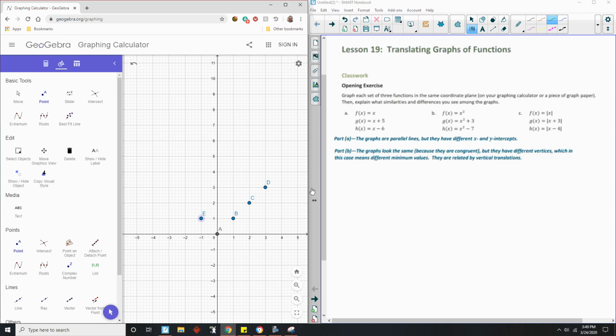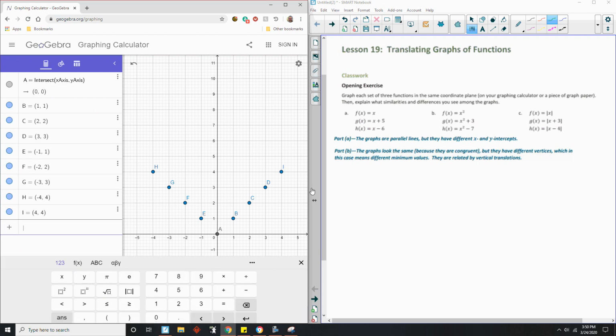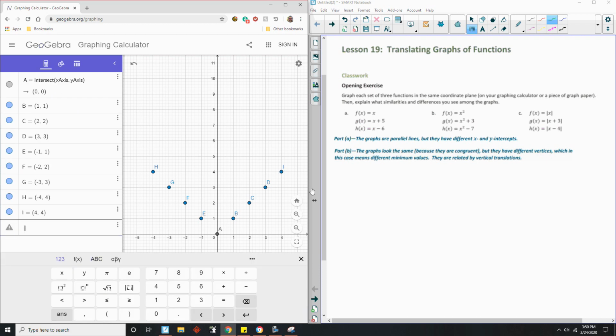How far is negative 1 from 0? It's 1. How far is negative 2 from 0? 2. How far is negative 3 from 0? 3. How far is negative 4 from 0? 4. So you get the idea, and 4 is 4 units from 0 as well. So there's what it should look like. So if I go to my calculator and input absolute value of x, the function goes right through the points that I just plotted. So there's the parent function.